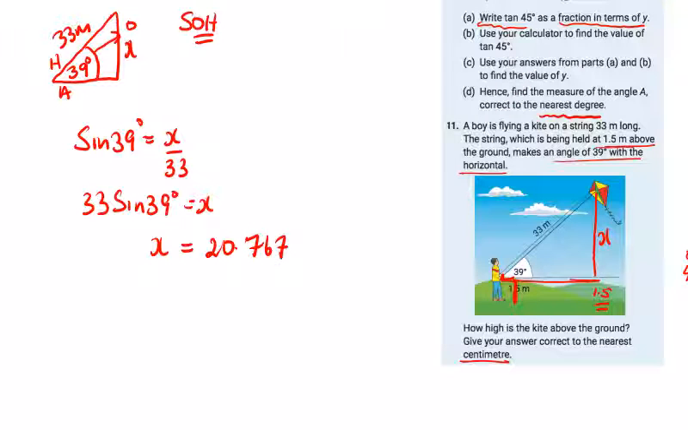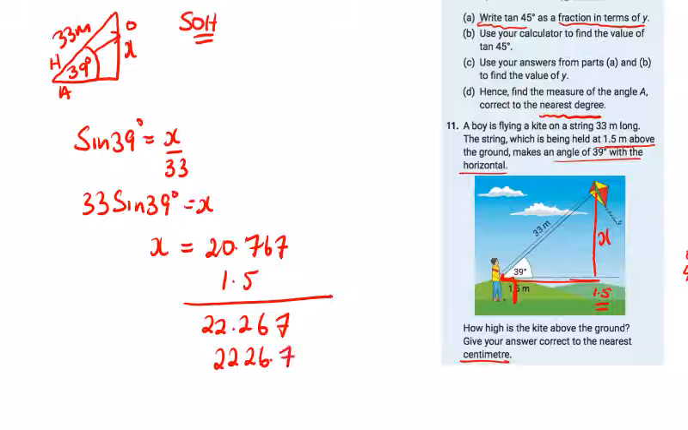20.767. We can add on our 1.5 meters to get 22.267, and in centimeters that's 2226.7 centimeters. So we're going to have 2227 centimeters. So be really careful in these questions, rounding off too early, converting from one unit to another unit, identifying what the diagram is kind of trying to trick you with, and you shouldn't have any problem with these practical questions within trig.